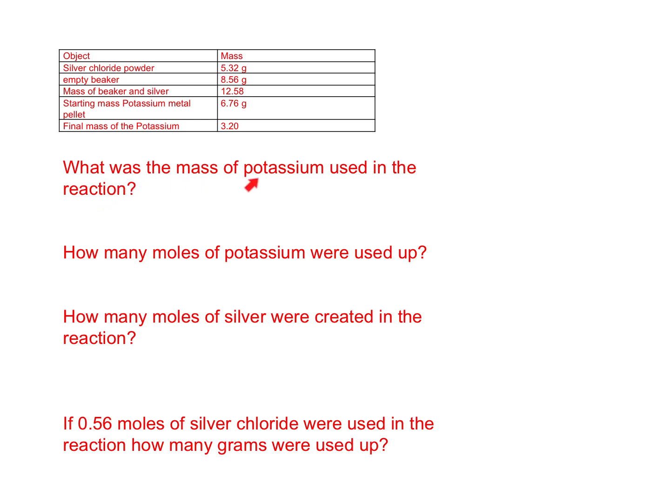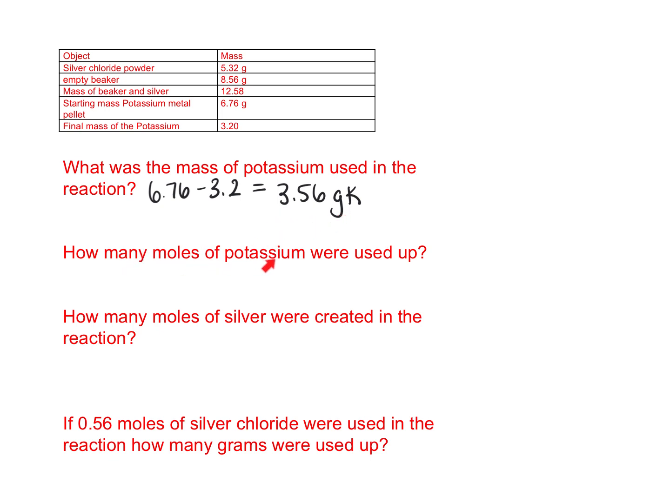So again, we have a data table. First question, what is the mass of potassium used in the reaction? So we're going to look at the starting mass and our final mass in order to calculate the mass of potassium used. So for the first problem, we're going to do 6.76 minus the 3.2, and we find that we would use 3.56 grams of potassium.